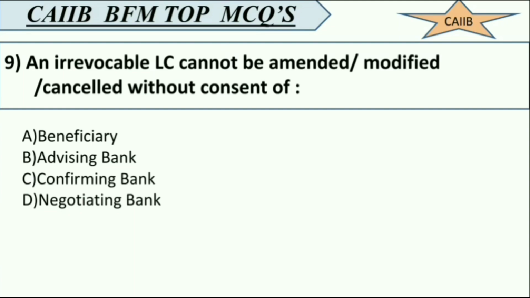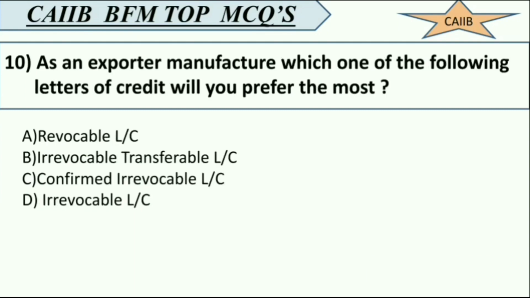An irrevocable LC cannot be amended, modified or cancelled without consent of beneficiary, advising bank, confirming bank, or negotiating bank. The correct answer is option A, that is the beneficiary. Next question, question number 10.